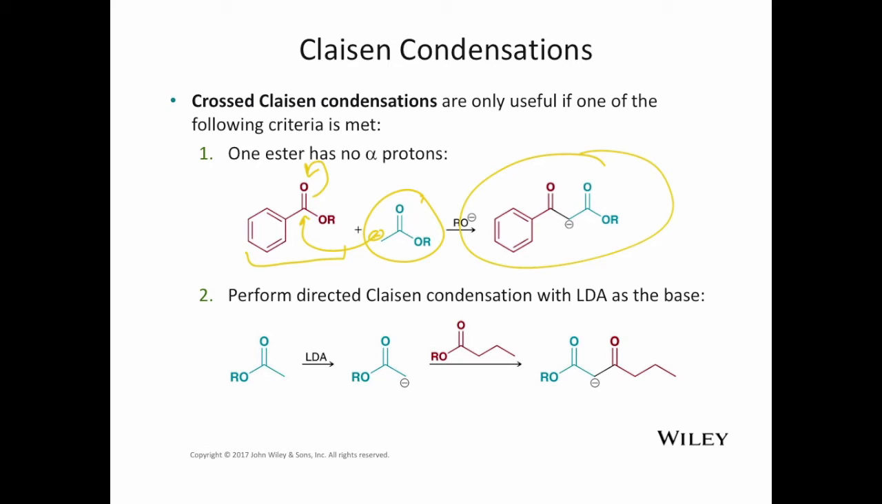The second thing is you could perform a directed Claisen condensation, just like we saw with the aldol. Here you use a strong base like LDA, and you irreversibly convert all of one of your esters to the enolate form, and then you would slowly add the second ester to your flask.